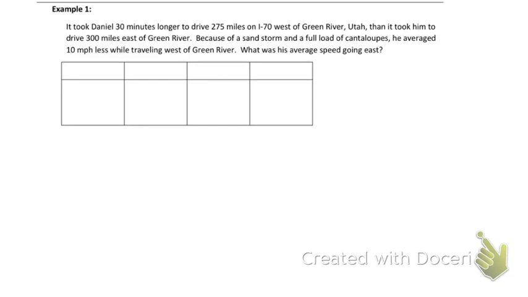All right, so let's read this. It took Daniel 30 minutes longer to drive 275 miles on I-70 west of Green River, Utah, than it took him to drive 300 miles east of Green River. Because of a sandstorm and a load of full cantaloupes, mathematicians love cantaloupes for some reason, he averaged 10 miles per hour less while traveling west of Green River.